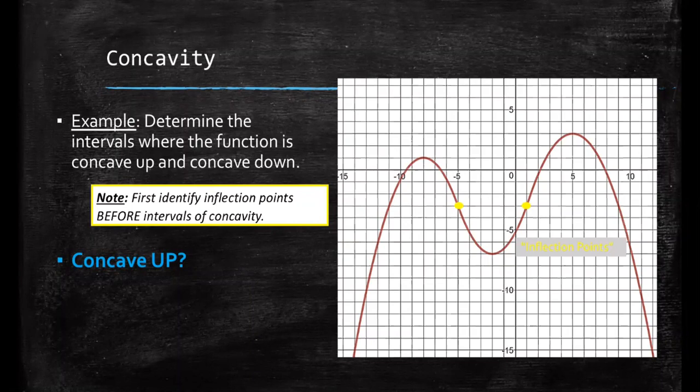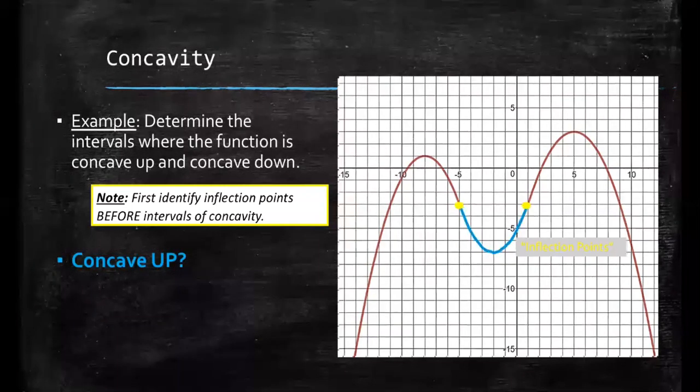Hopefully you identified that middle portion there as being concave up. That's the part that's going to hold water. It has the curvature of a bowl that would hold water. So how do you report that interval? Make sure you're reporting the input variable, the x variable, in this interval, okay? So it goes from an x value of -5 to an x value of 1.